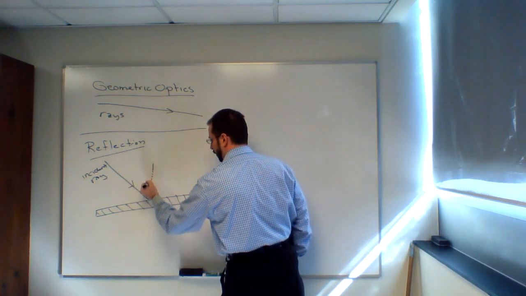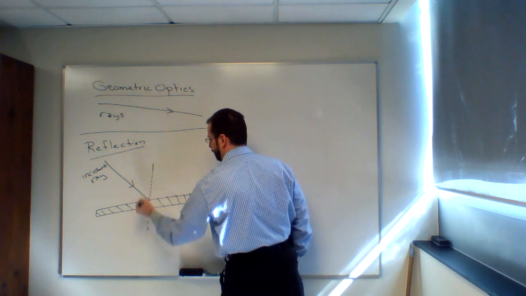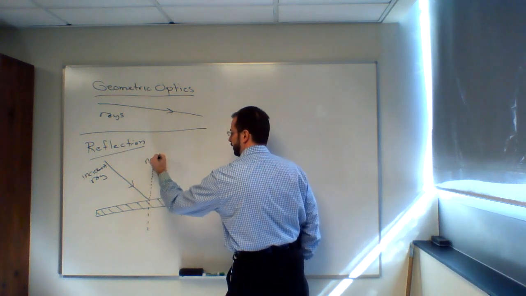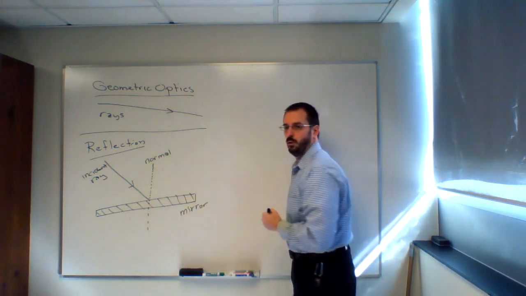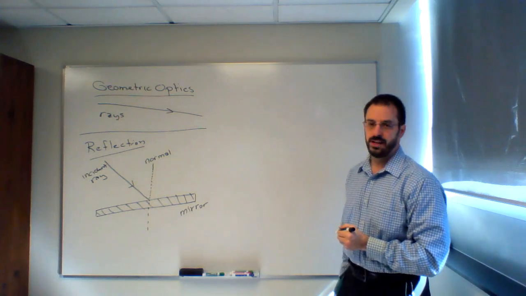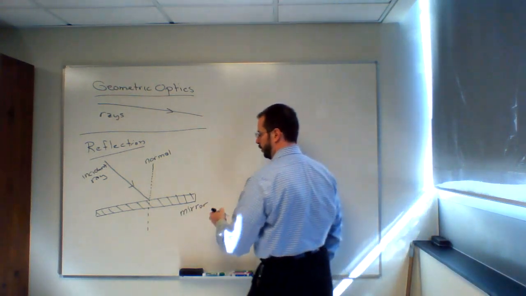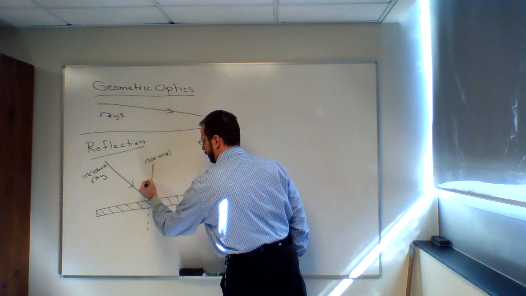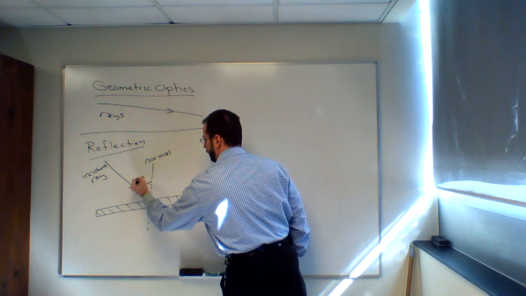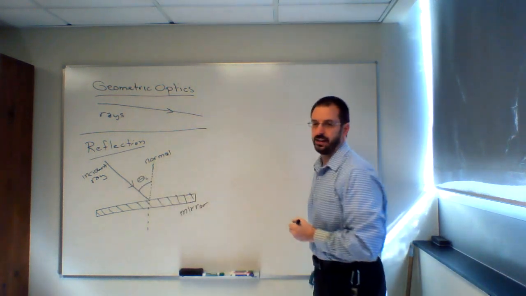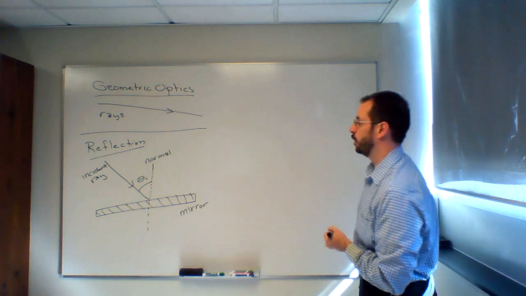And this is very important. By convention in optics, we always measure angles from the normal, which comes up at a 90-degree angle from the surface. So wherever this ray hits the surface, we draw the normal, and then we calculate the incident angle, which is measured from the normal.